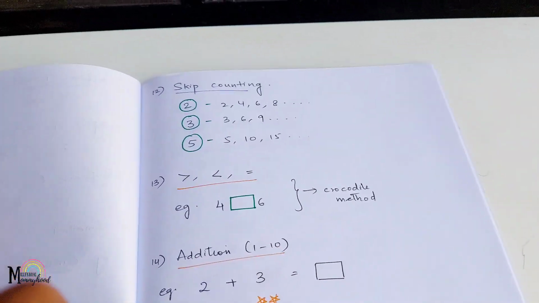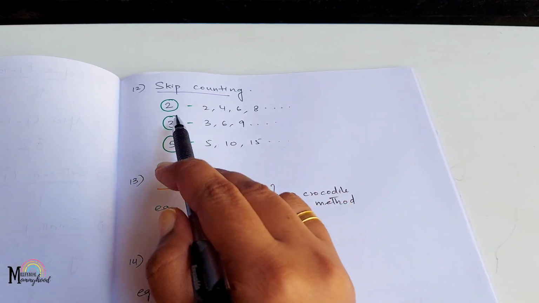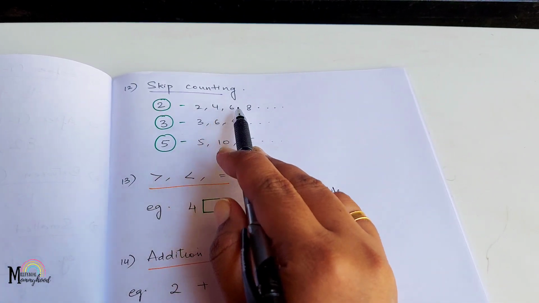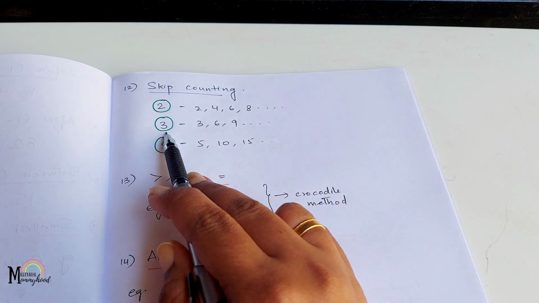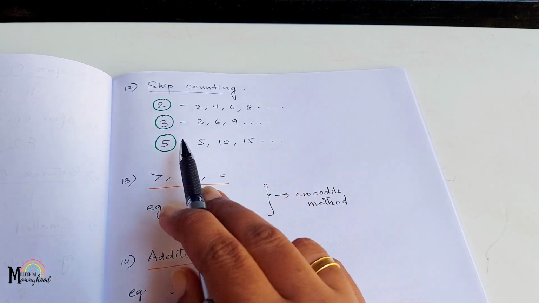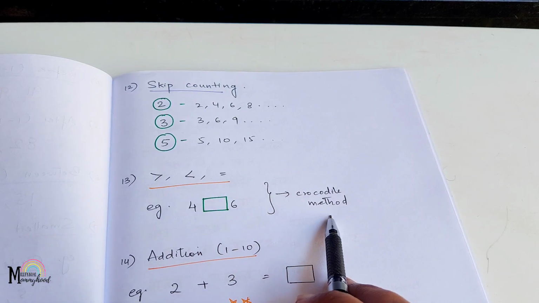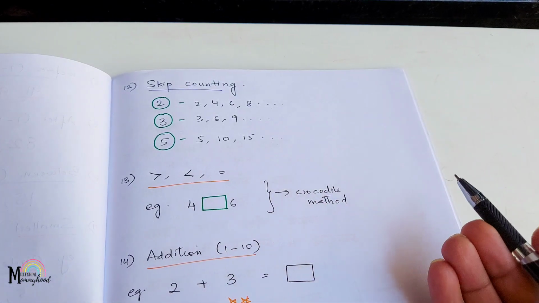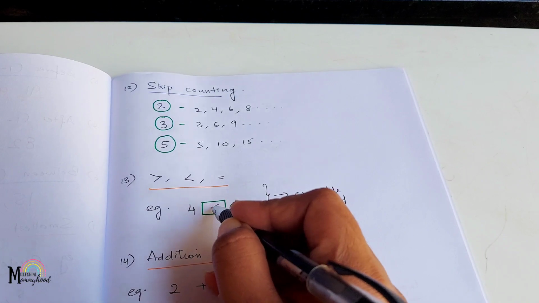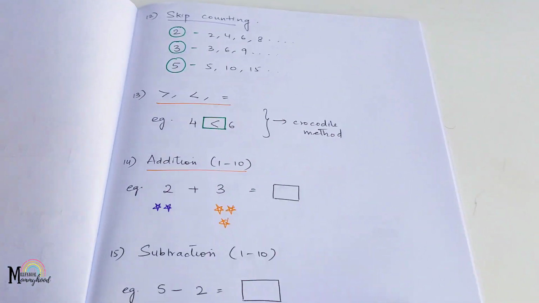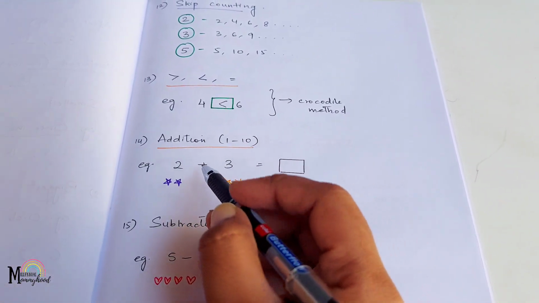The next concept which is taught in math is skip counting, and they are taught in 3 categories. Skip counting of 2 like 2, 4, 6, 8, 10 and so on. Skip counting of 3 like 3, 6, 9 and so on, and skip counting of 5 like 5, 10, 15, 20. Next is this concept of more, less and equal, where they are taught by using the crocodile method. That is, whichever number is more, the crocodile's mouth will be open towards that number.